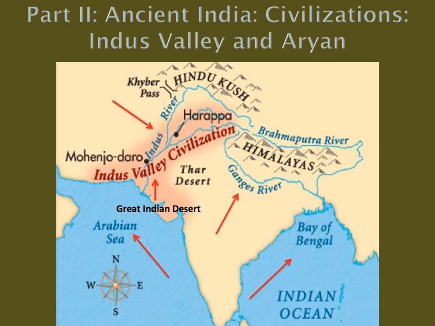So again, take a look at this Indus Valley civilization. We have the two major cities of Harappa in the north and then Mohenjo-Daro. These are the two major cities of the Indus Valley civilization in northwestern India.